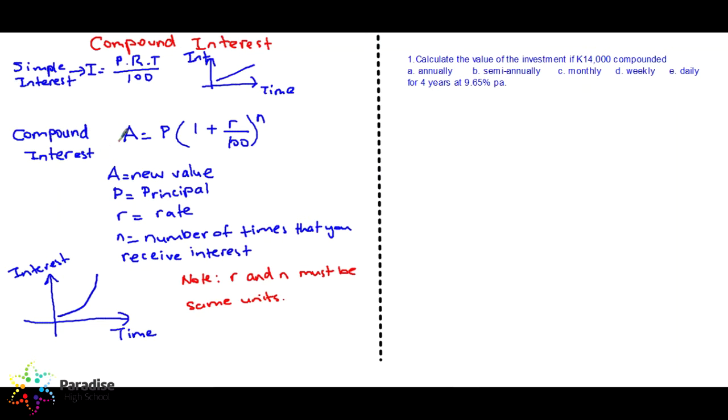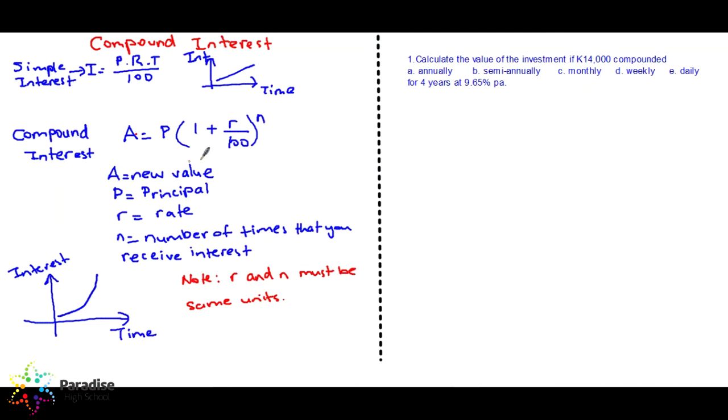However, in compound interest, it is different. Every year in compound interest, you earn a different amount of interest. It's not the same as simple interest. The formula we use in compound interest is A is equal to P times (1 plus R over 100) to the power of N.